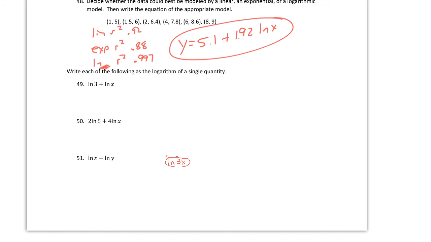On 50, I can bring numbers in front of logarithms up as the exponent, and then do the same thing. So the natural log of 5 squared would be 25, plus the natural log of x to the 4th, or in other words, as a single logarithm, the natural log of 25x to the 4th. Okay. When you subtract logarithms, you may divide the arguments. So the natural log of x divided by y is the condensed version of the natural log of x minus the natural log of y.